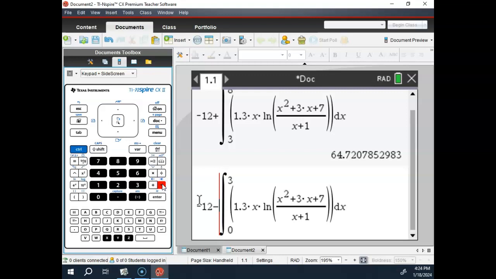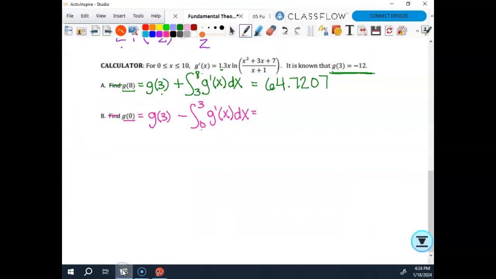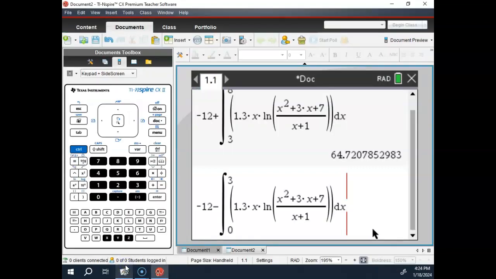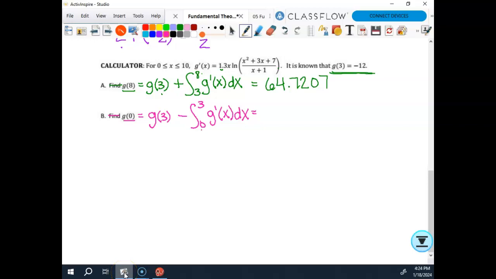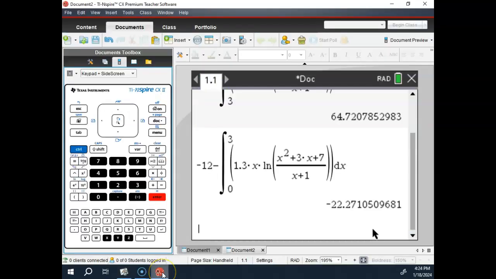Now, the risk you run when you do that is not changing everything that needs to be changed, so I would double check. I got negative 12 minus, I'm going from 0 to 3, I typed my function correctly, everything looks good, and then I can hit enter. I get negative 22.2710. So negative 22.2710, I think. Once I click off, I forget what I did.